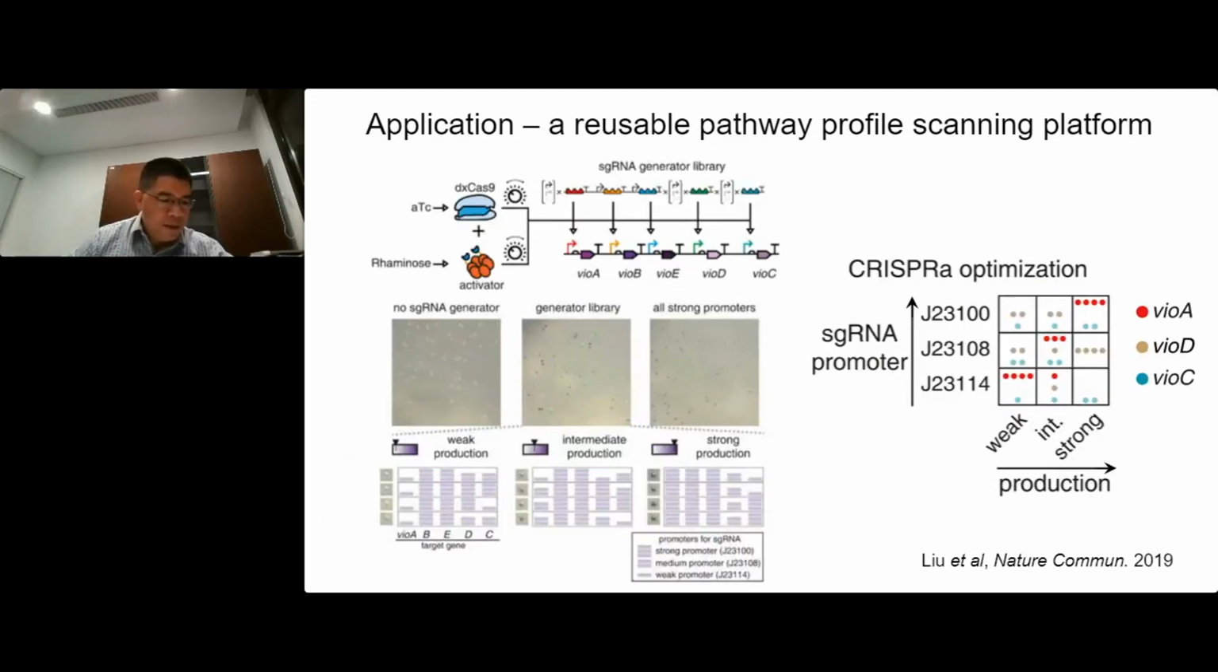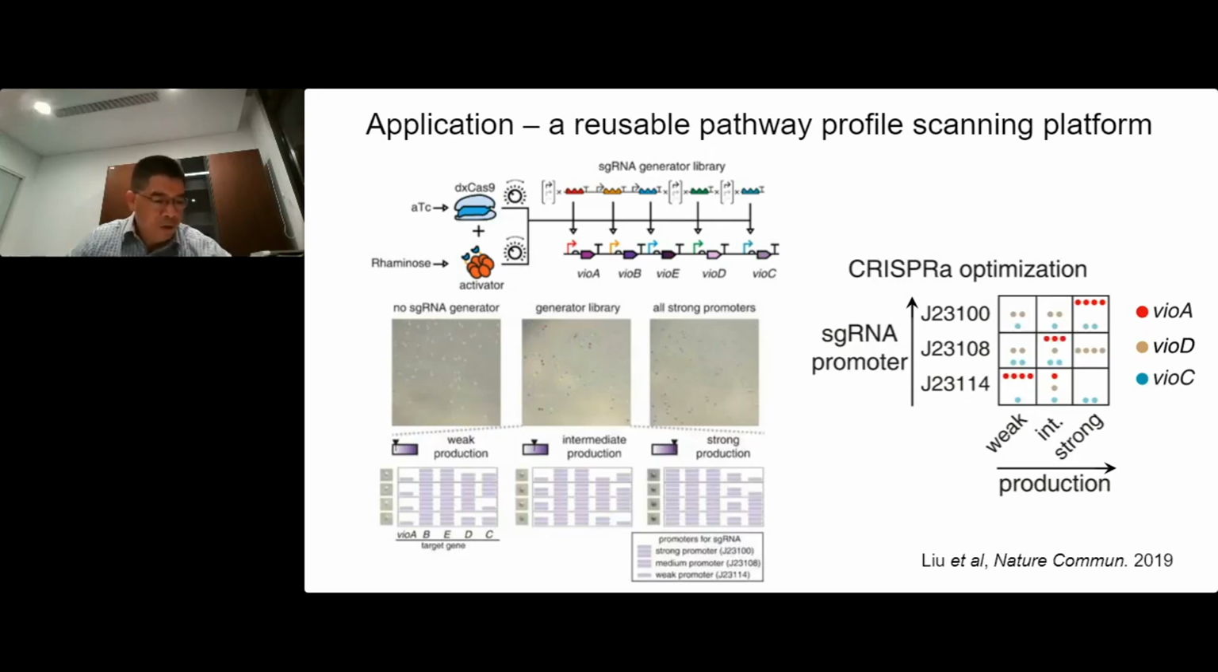We demonstrated its proof of concept using the violacein production pathway comprising 5 genes in E. coli bacteria. Notably, violacein is a valuable anti-cancer drug with a visible purple color. Here, the guide RNA generating library was synthesized with 3 constitutive promoters of different strengths to control each cognate guide RNA for activating the VioA, VioD, and VioC genes in the pathway. Together, there will be 27 combinations of different activation patterns.